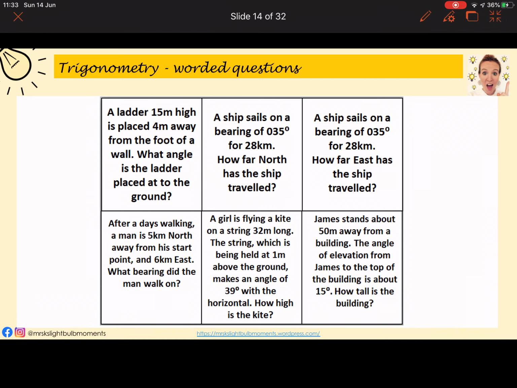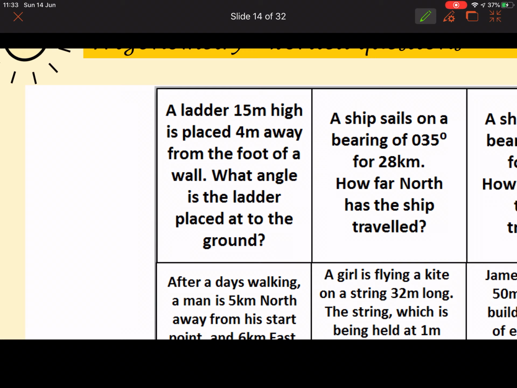So just focusing on this first one, the ladder question. So a ladder 15 metres high is placed 4 metres away from the foot of a wall. What angle is the ladder placed at to the ground? So we've got a wall and we've got a ladder going up to it, it's a nice diagonal ladder, and we've got the distance away from the wall.